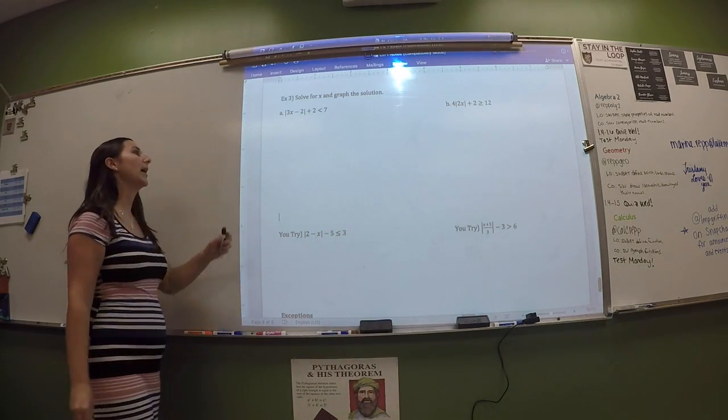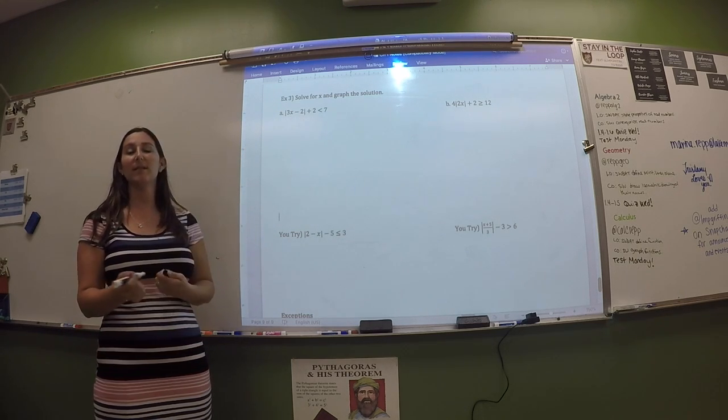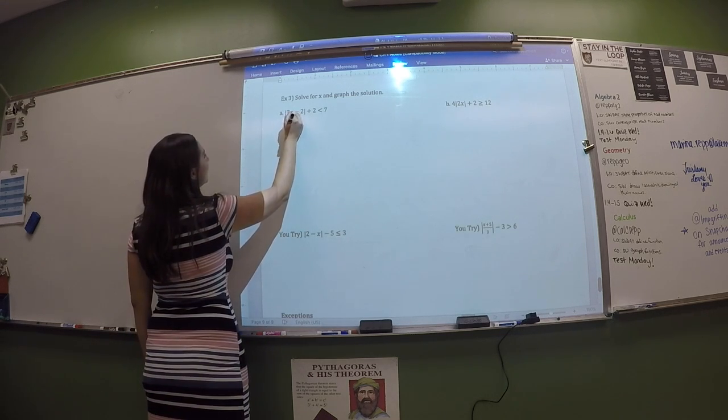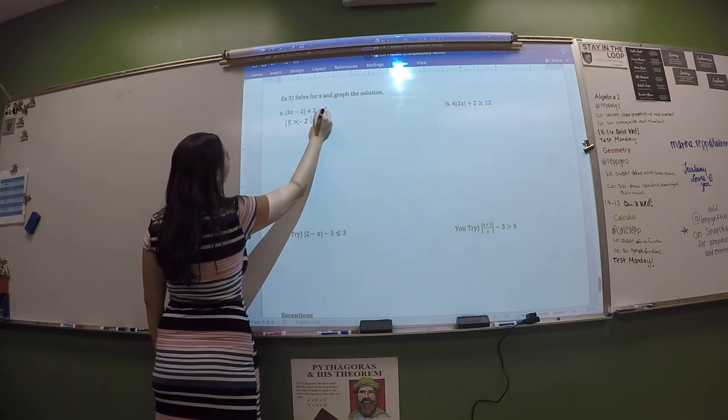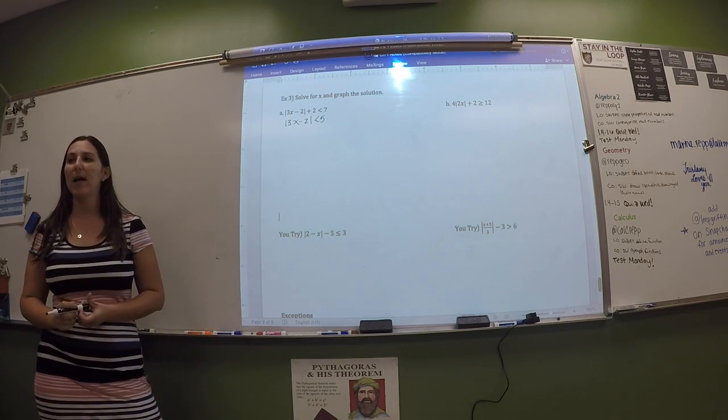Indeed. Alright, so we have the absolute value of 3x minus 2, plus 2, is less than 7. Now before we do anything fancy, we're just gonna subtract the 2, so that our absolute value is all by itself. So I have the absolute value of 3x minus 2 is less than 5.